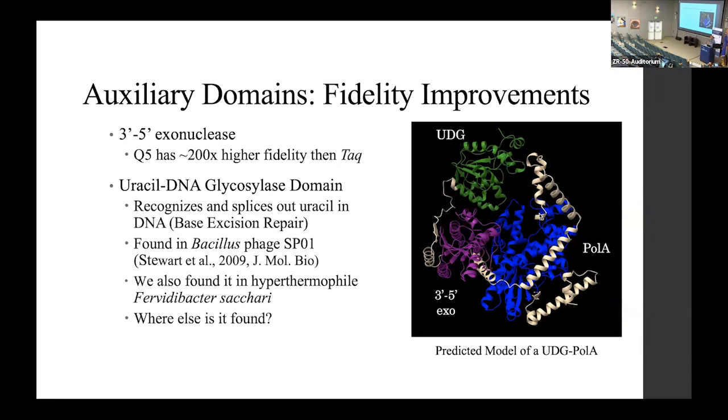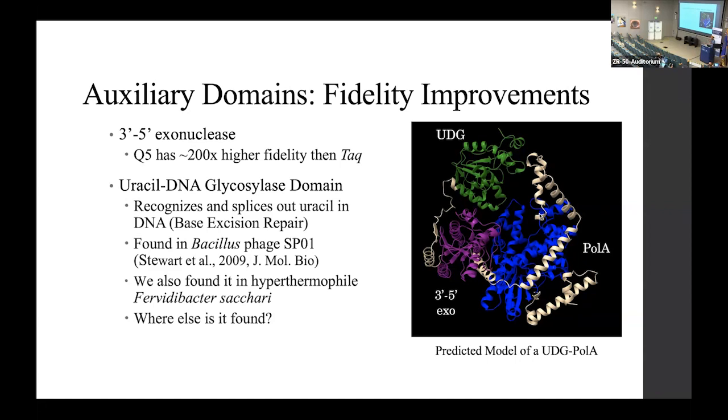So a prime example of an auxiliary domain that most people know of is 3' to 5' exonuclease domains. And so these allow proofreading, essentially, of polymerases to be able to increase their fidelity. Essentially, they make fewer errors and fewer mistakes. So an example being Q5, which has a 3' to 5' exonuclease domain and a few other bells and whistles, has over 200 times higher fidelity than Taq polymerase.